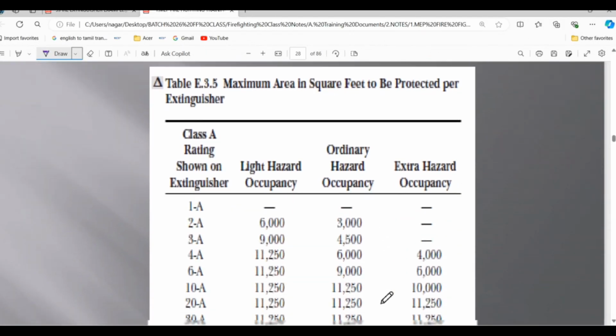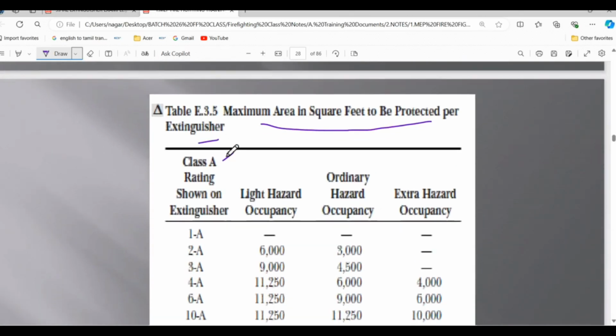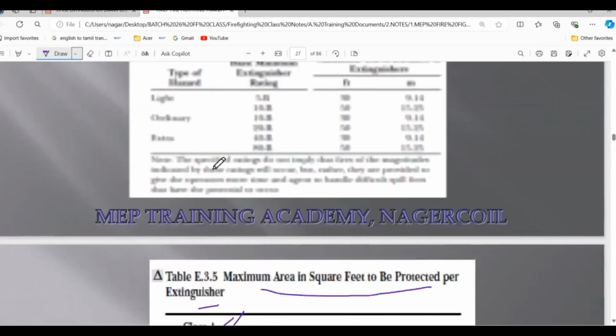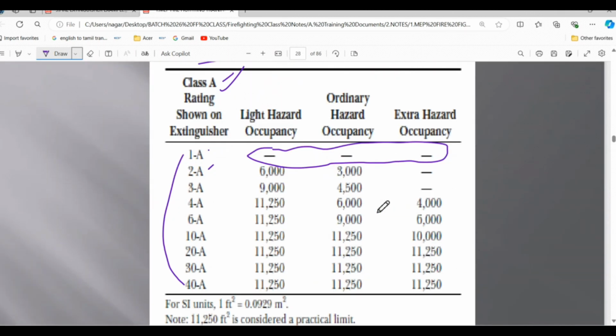So now this chart is very important. Maximum area in square feet to be protected per extinguisher. They have given the class A rating for the extinguisher, and then the maximum area per square feet to be protected. Here they have given different ratings. This is class A, so 1A to 40A we have. 1A, as I told you, we don't use any extinguisher with 1A rating. And 2A means, I told you in the above chart, 1A is equal to 3000 feet square in the light hazard, 1500 feet square in the ordinary hazard, and 1000 feet square in the extra hazard. Now you go down, you see 2A means 3000 into 2, and at ordinary hazard 1500 into 2, and extra hazard 1000 into 4. So it is 4A.